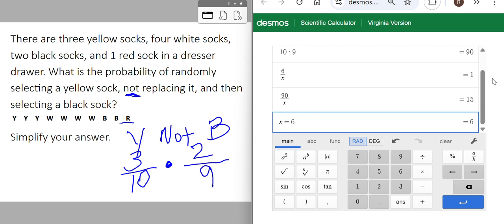And if you notice, it gave me a reduced fraction right away. I didn't even have to go down any. So it's 1 over 15. So the probability of picking a yellow sock, not putting it back, and then picking a black sock is 1 out of 15. That is not very good odds.